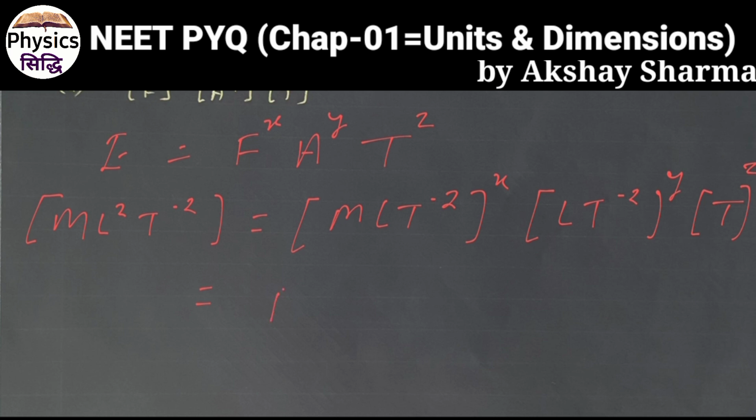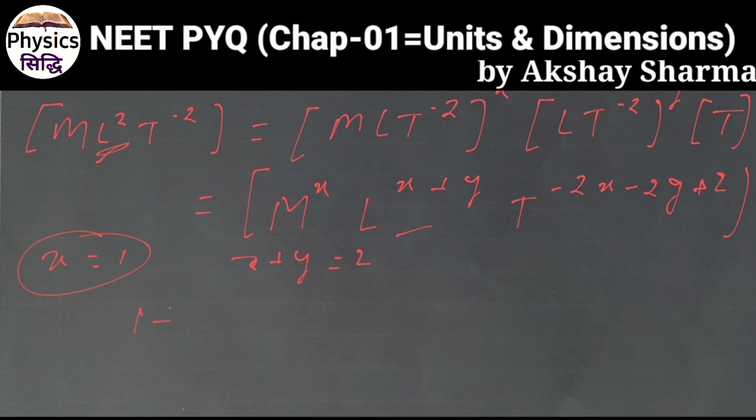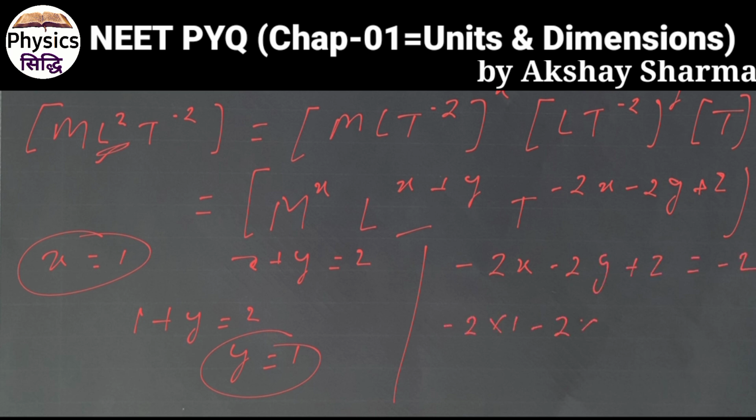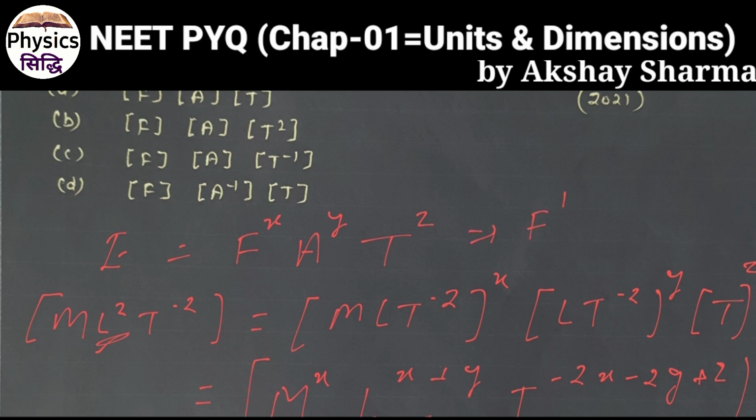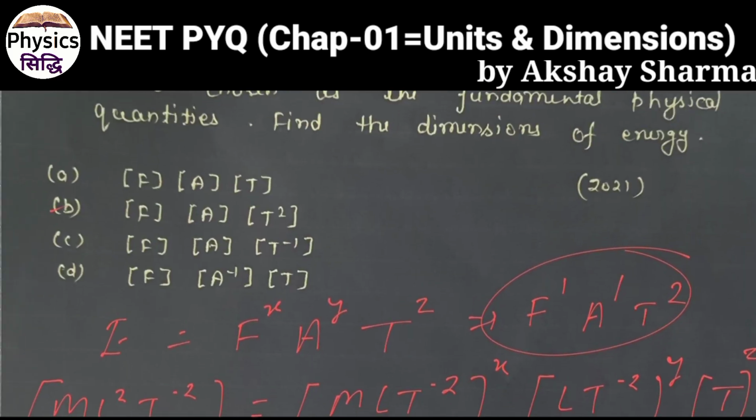Let's sort this out. M to the power x, L to the power x plus y, T to the power minus 2x minus 2y plus z. Now let's compare. x will be 1. x plus y will be 2, so 1 plus y equals 2, and y is also 1. For z, minus 2x minus 2y plus z will be equal to minus 2. Minus 2 into 1, minus 2 into 1, plus z equals minus 2. So minus 4 plus z is minus 2, z will be 2. So x is 1, y is 1, z is 2. It means F to the power 1, A to the power 1, t to the power 2. Option B is correct.